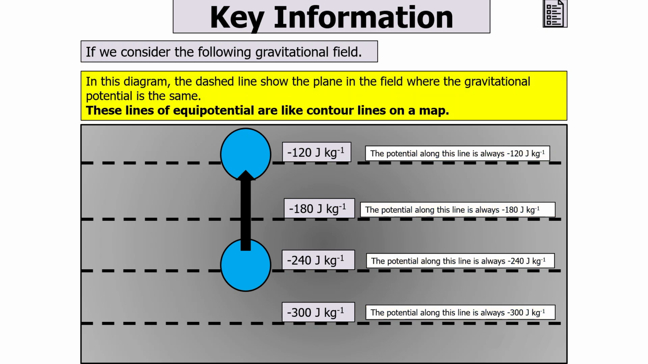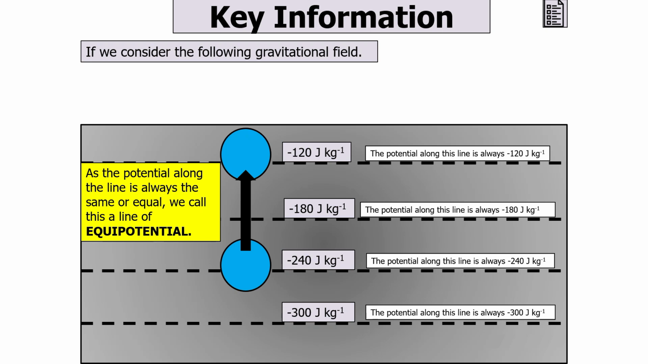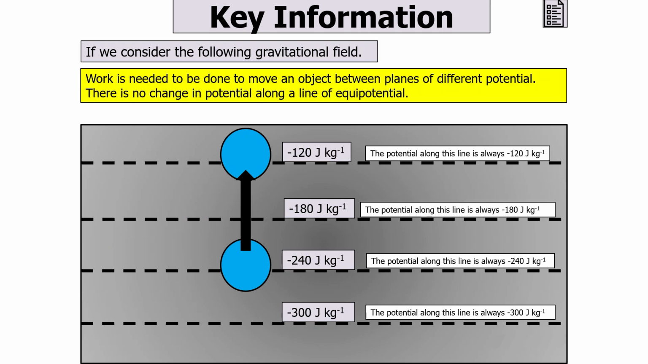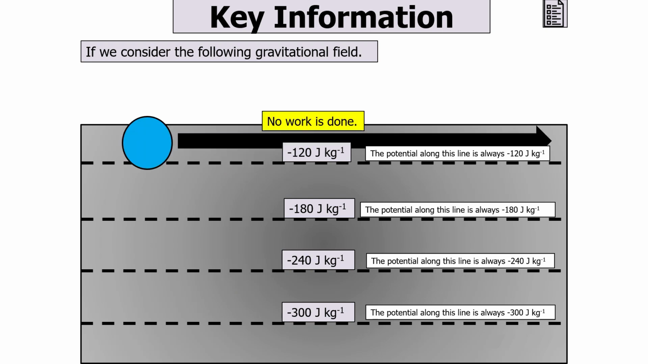In this diagram we call these lines of equipotential, and they're like contour lines on a map. As the potential along the line is always the same or equal, we call it the line of equipotential. Now work needs to be done to move an object between planes of different potential. There is no change in potential along a line of equipotential. So if an object moved across this equipotential line, no work will be done.